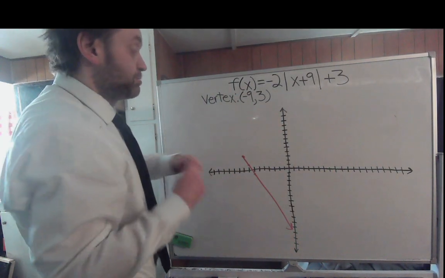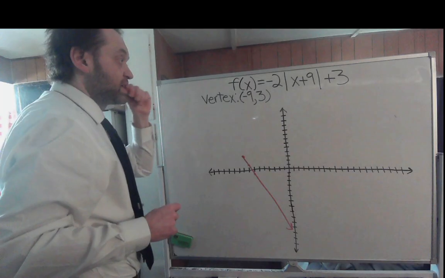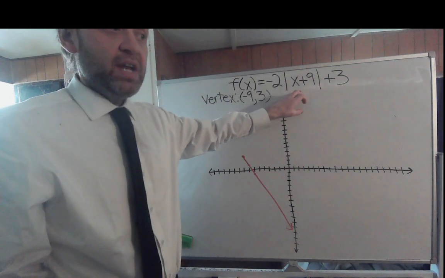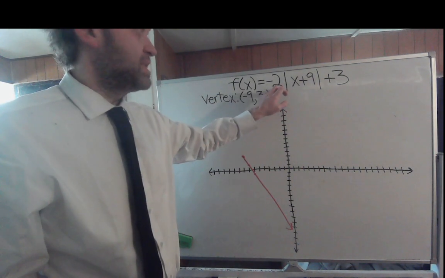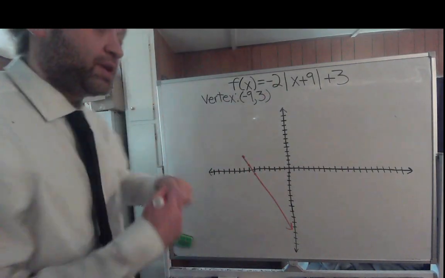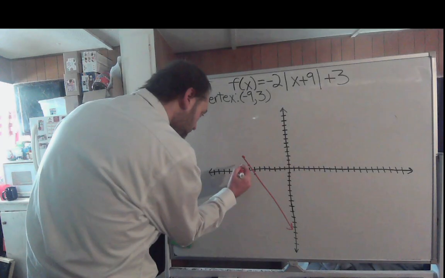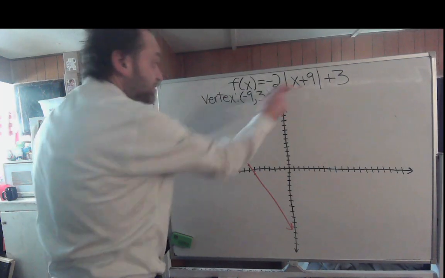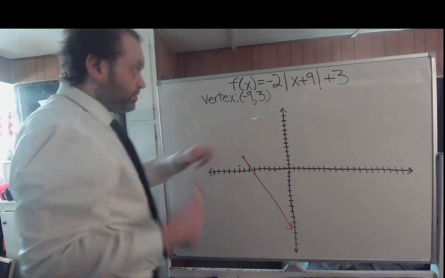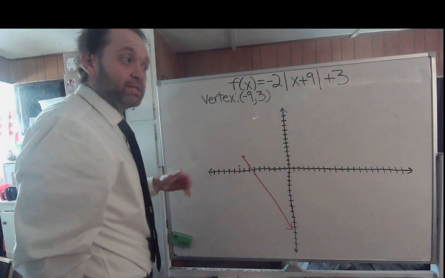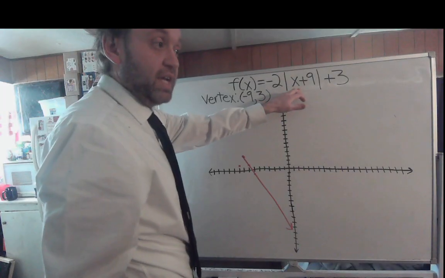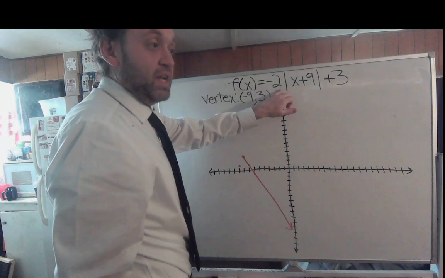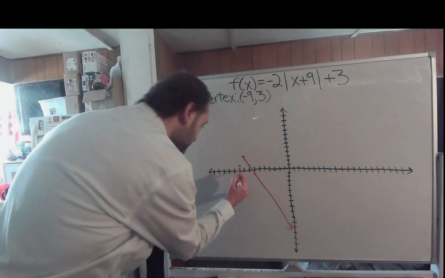All right, let's put in negative 10 for x. Negative 10 plus 9 is negative 1. The absolute value of negative 1 is positive 1. Times negative 2 is negative 2. Plus 3 is positive 1. Then if I put in negative 11, negative 11 plus 9 is negative 2. The absolute value of negative 2 is positive 2. Times that factor of negative 2, which would give you negative 4, plus 3, which would give you negative 1.